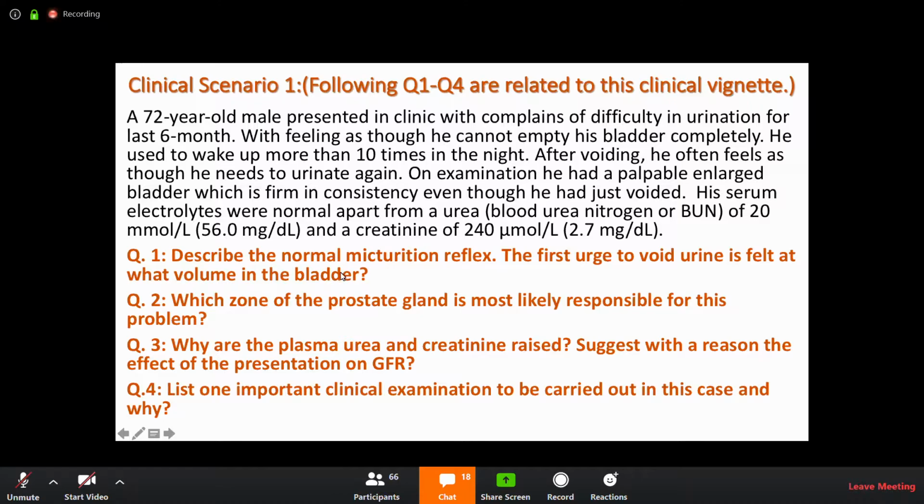All right, wonderful. Unless there are any other questions, let's go on to the third one. If you do have any other questions that come to mind, please type them in the chat. Okay, question 3. Why are the plasma urea and creatinine raised? Suggest with a reason, the effect, and the presentation on GFR.